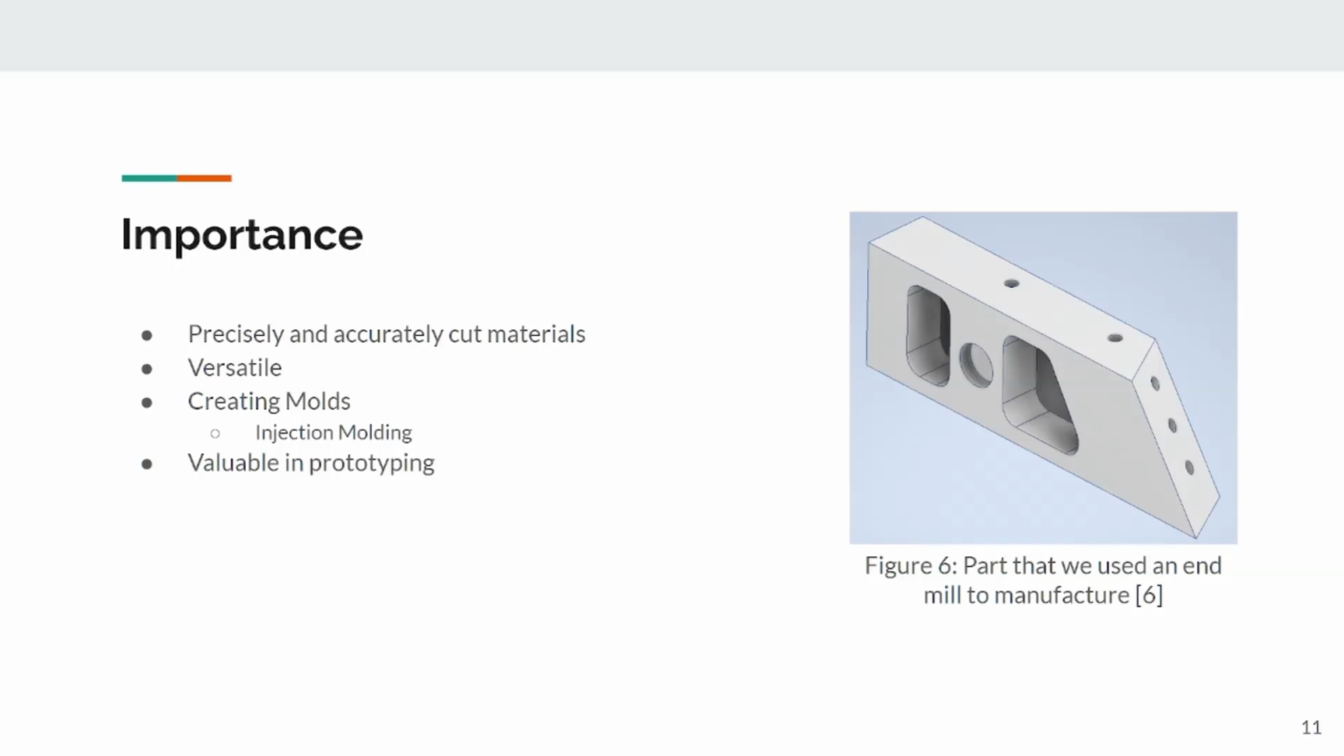So the reason why end milling is important is because it's precise and it can accurately cut materials. It's very versatile in creating complex geometries. Specifically, it's very good at creating molds. And molds are used in all other types of processes such as injection molding. End milling is very valuable in prototyping as well. I like end milling because it allowed us to pocket a piece for a robot that we had in order to reach the weight limitation.